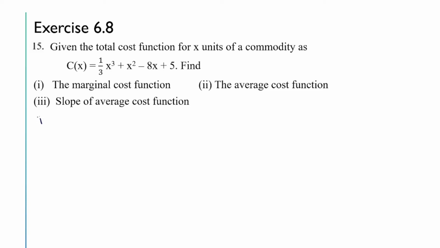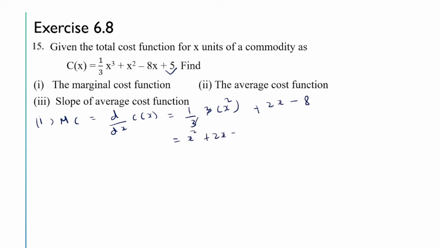So the first subdivision, marginal cost, it is the derivative of total cost, that is d by dx of C of x. So this is equal to 1 by 3 into, we have to differentiate this with respect to x. So 1 by 3 into 3x square minus 2x, plus 2x minus 8. Or this is equal to x square plus 2x minus 8.